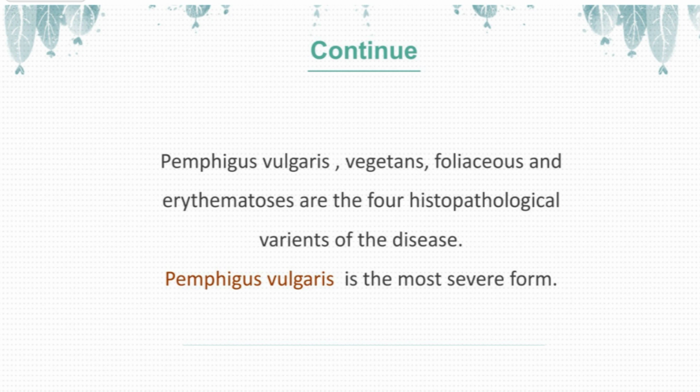The variants of pemphigus are pemphigus vulgaris, vegetans, foliaceus, and erythematosus. These are the four histopathological variants of the disease, in which pemphigus vulgaris is the most severe form.